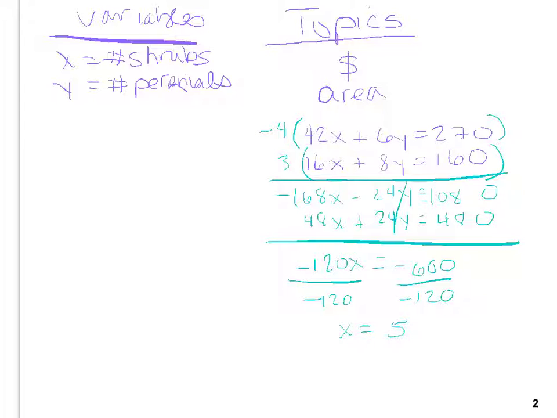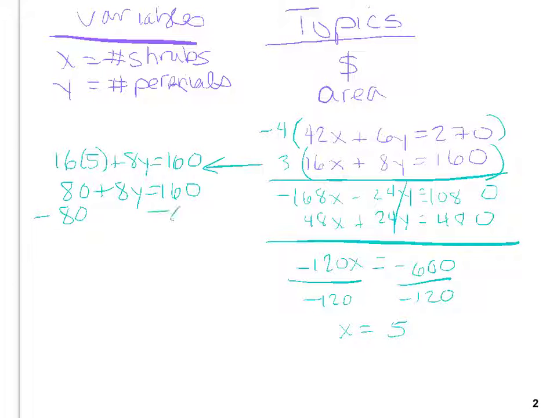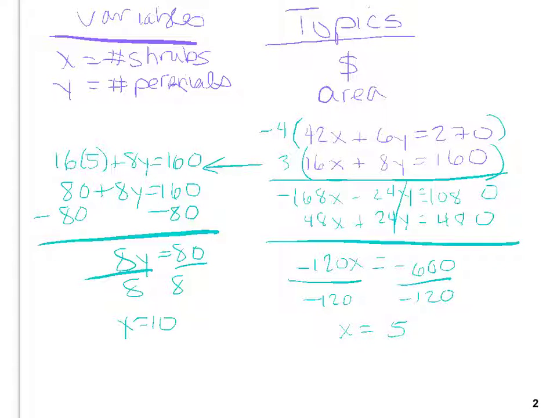So there's going to be 5 shrubs. And if there's 5 shrubs, we can go ahead and solve for y. I'm going to use this equation right here. So I have 16 times 5 plus 8y equals 160. 16 times 5 would be 80, plus 8y equals 160. Subtract 80 from both sides. 8y equals 80. Divide by 8. Y equals 10. So there's going to be 10 perennials. So then we should actually answer this and say 5 shrubs, 10 perennials. All right, now you got to do a bunch. Good luck.